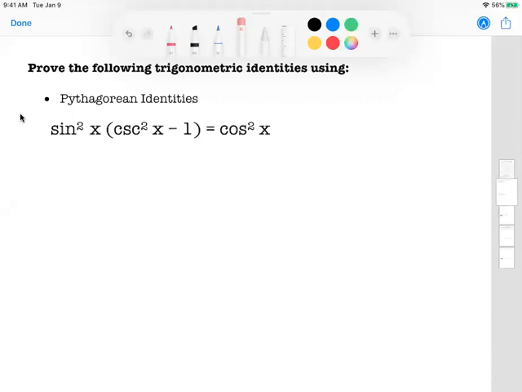So I'm going to start with my complex side, which is the left-hand side. I see I have sine squared of x times cosecant squared of x minus 1 equals cosine squared x. Okay, so I do want to point out in this whole lesson, I did use my variable as x instead of theta, just to get you guys used to. Theta is not our only single variable that we're going to use with angles. It's very common.